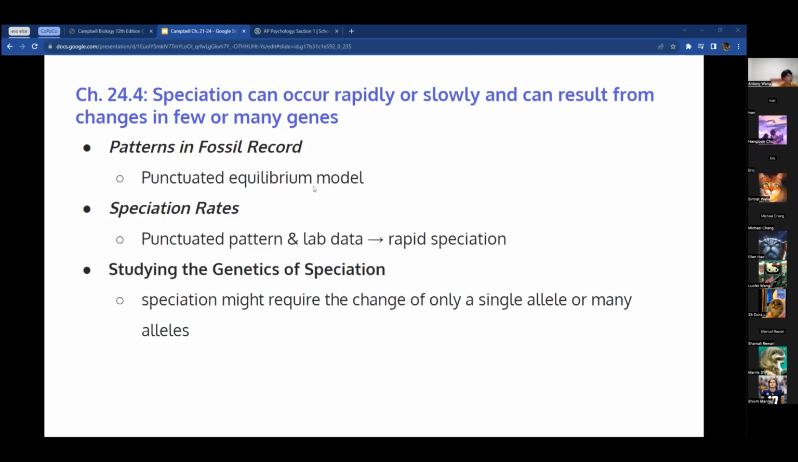Speciation rates, punctuated pattern and lab data, rapid speciation, studying the genetics of speciation. Speciation might require the change of only a single allele or many alleles. I guess you can determine how fast species change by looking at the ages of different fossils and seeing morphological trends from one layer to the next.